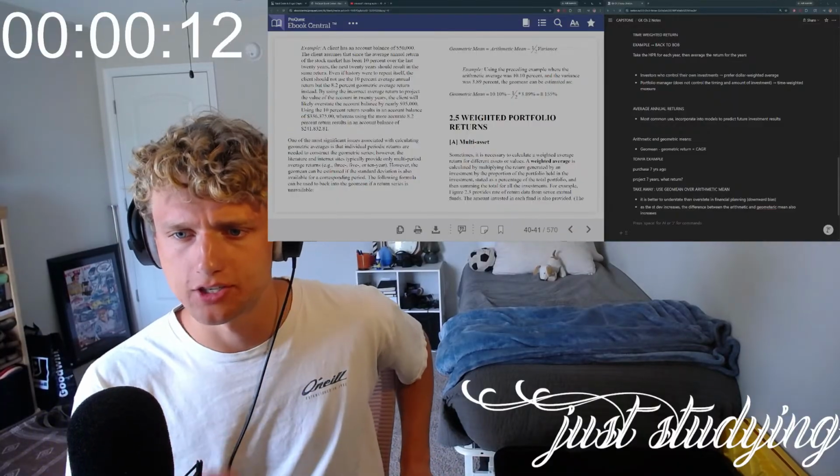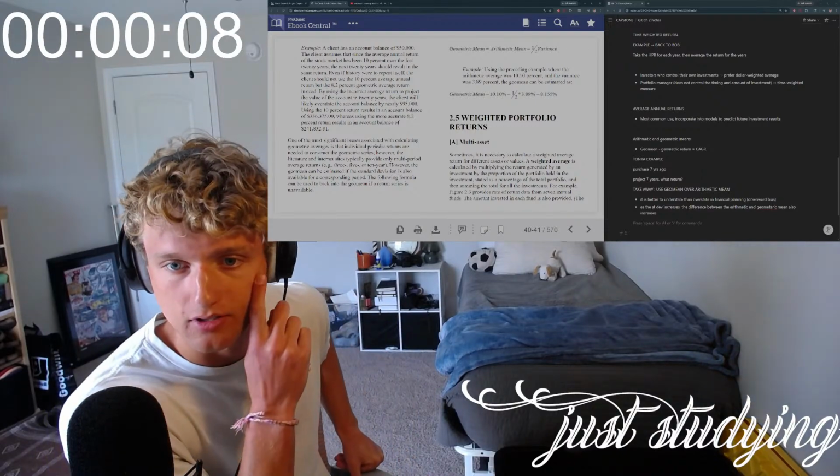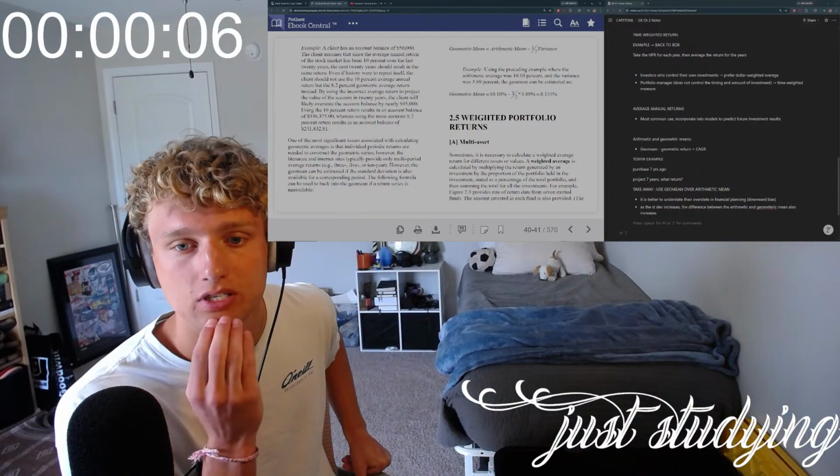One of the most significant issues associated with calculating geometric averages is that individual periodic returns are needed to construct the geometric series.